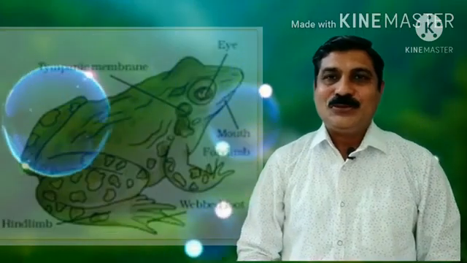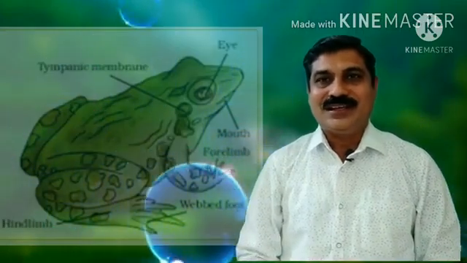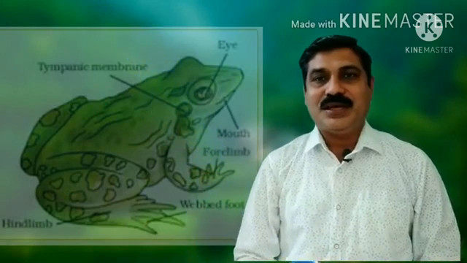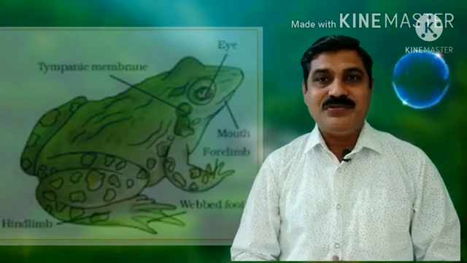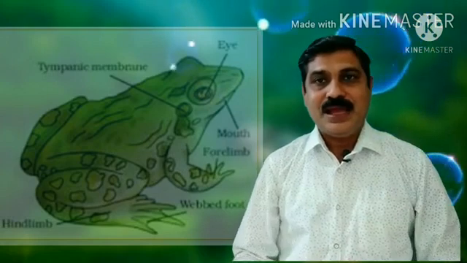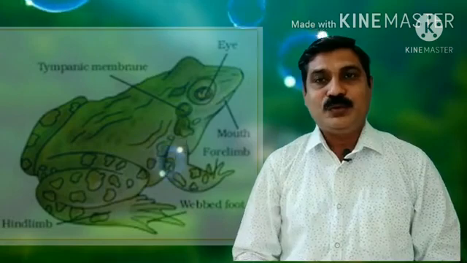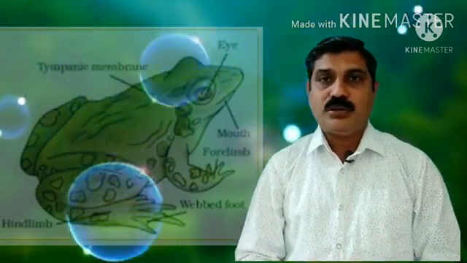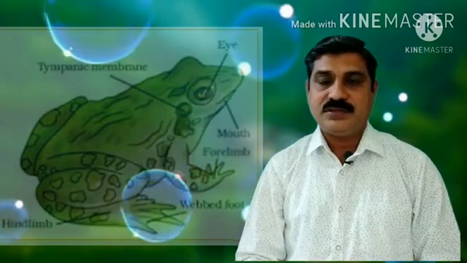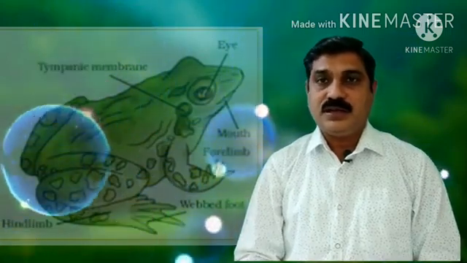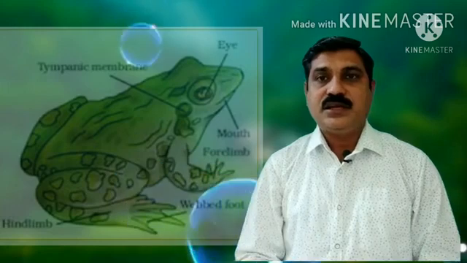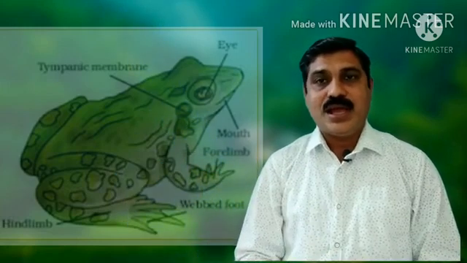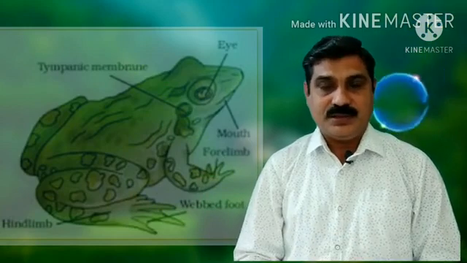Hello student, today we have to learn about the class Amphibia. As you know, class Amphibia comes under the division Gnathostomata and comes under the superclass Tetrapoda, having two pairs of limbs. Tetrapoda consists of four classes. First is class Amphibia, second is class Reptilia, third is class Aves, and fourth is class Mammalia.